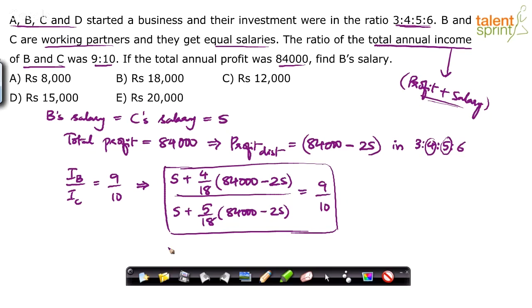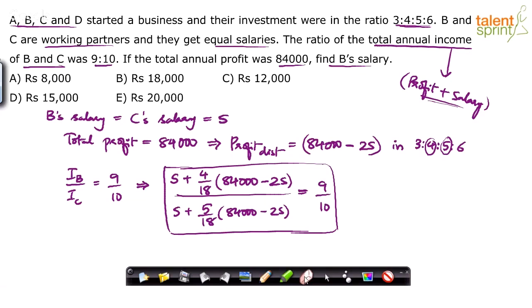Now solve for S. There's only one equation with one unknown value. Solve for S, and that's what is the question. Find B's salary. B's salary would be S. So solve this equation for S and you'll get the answer. You getting it? Solve this equation for S. What happens? I think you can cancel 18 in both numerator and denominator by multiplying S with 18 on both the sides. Yes or no? So let me cancel that.